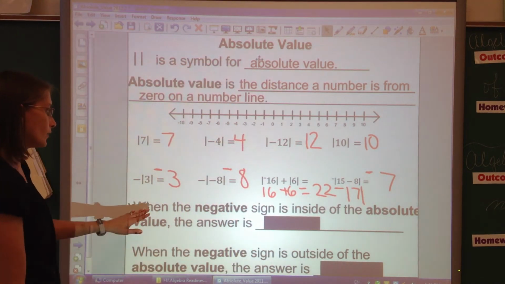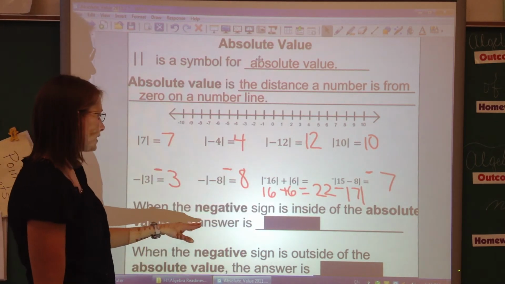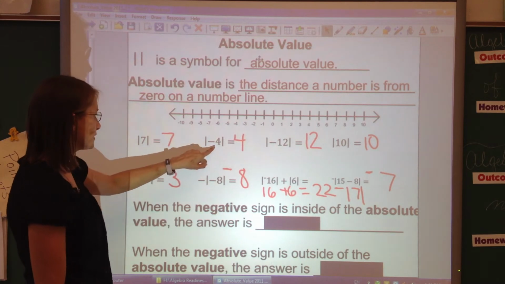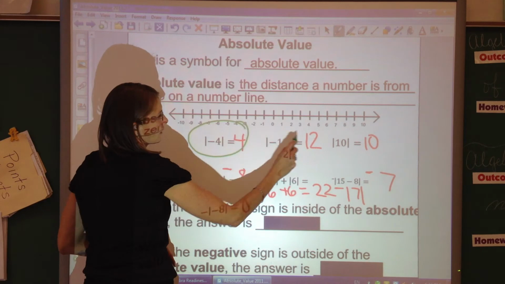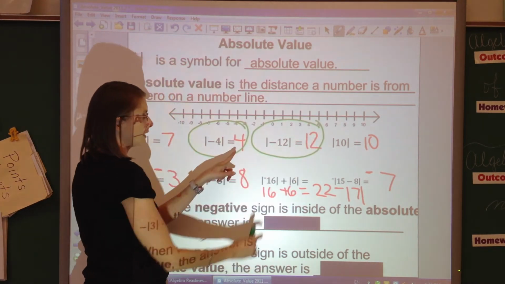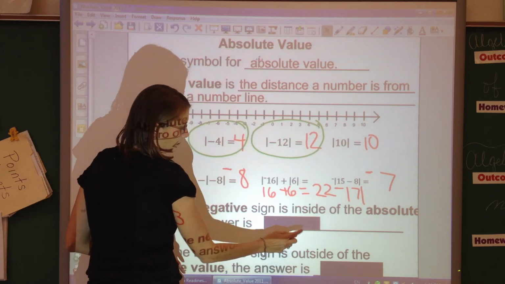So what did you notice? When the negative sign is inside of the absolute value, the answer is, let's look at these. This one was inside. This one was inside. And what kind of answer do we have here? You got it. Positive.